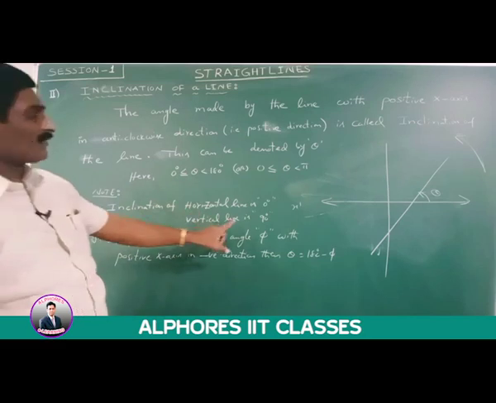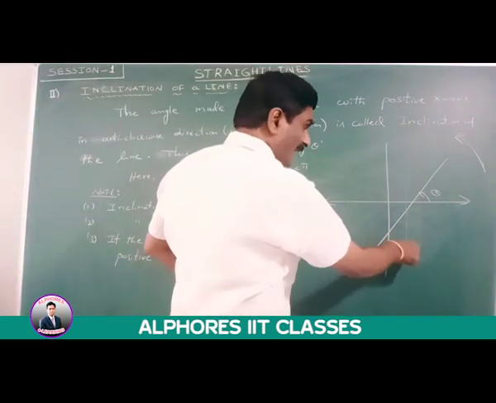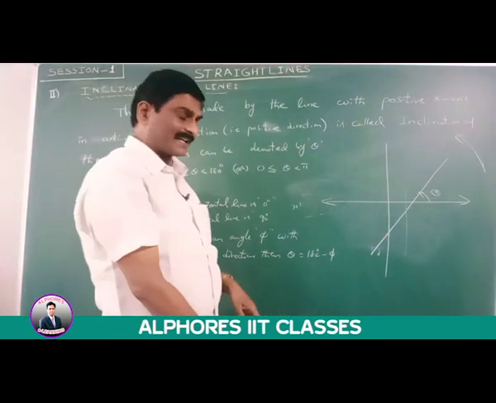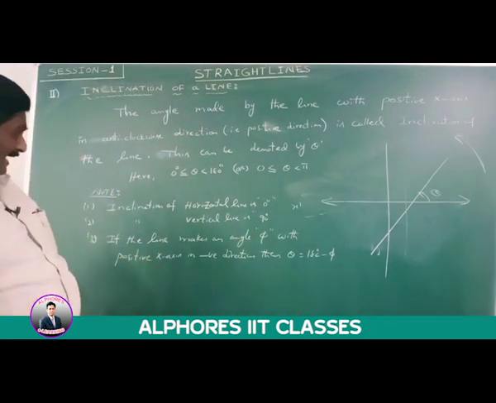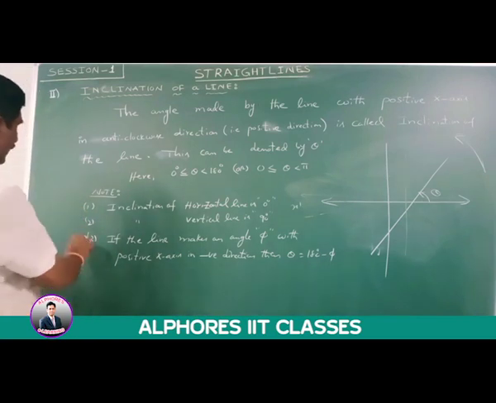Next, inclination of the vertical line. Vertical line means it is parallel to y-axis. So, the angle between the x-axis and y-axis is 90 degrees. So, inclination of the vertical line is 90 degrees. Next, third one. It is also very, very important.